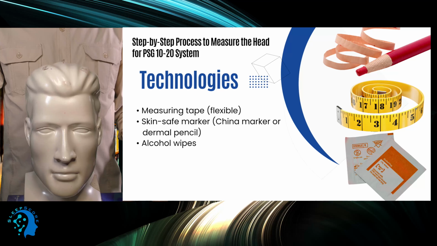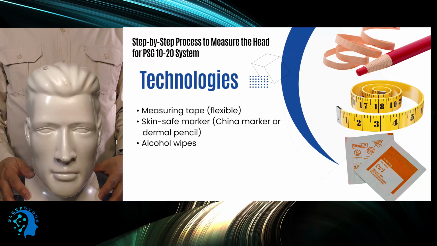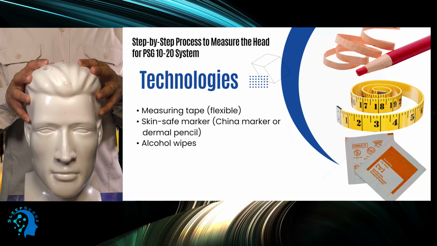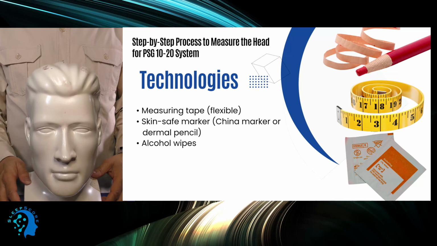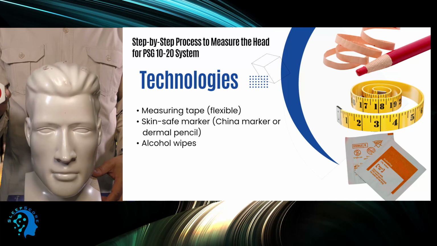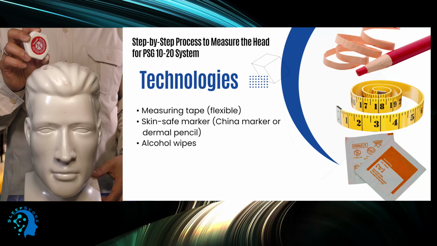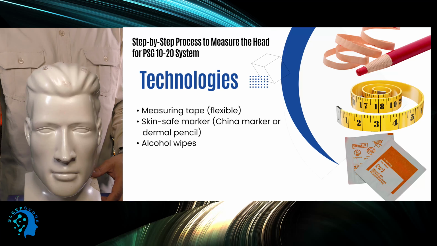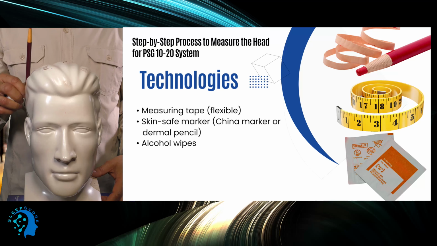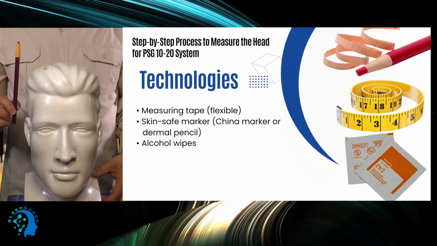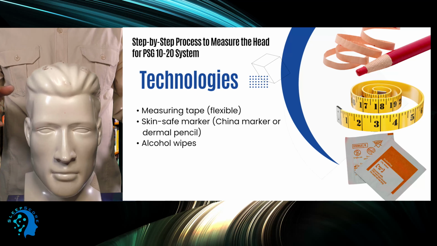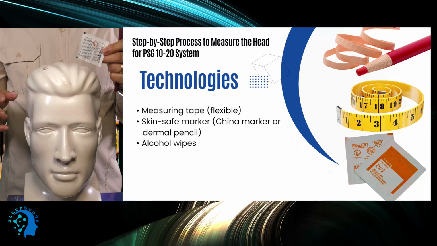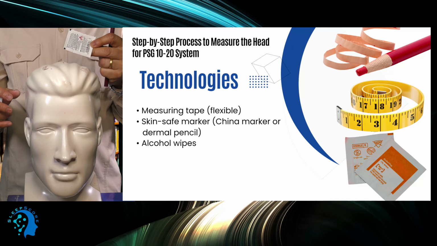Now, to do the head measurement, you need a measuring tape. This is the measuring tape. And then you need a marker, this China marker, and you need a pad or alcohol pad to clean it. All right, I'm going to show you how to do the measurement.